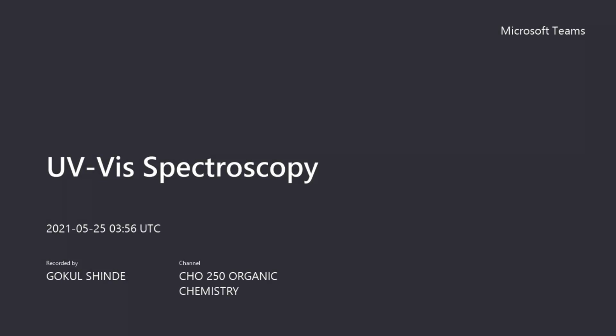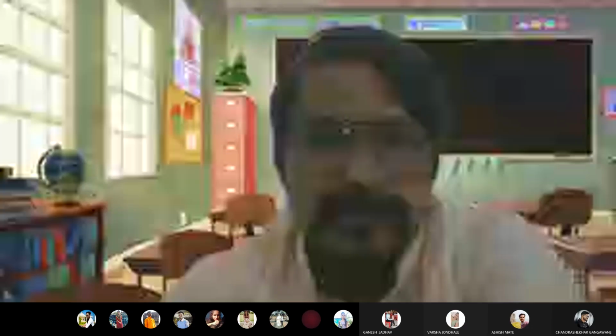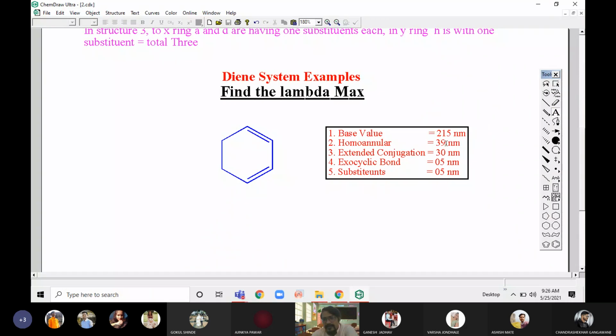10 nanometer. There is no alternate. See, for homoannular, should I add 39 or not here? Why do I have to add? Because 39 means this homoannular in the ring has two double bonds. That's why we are going to add 39.